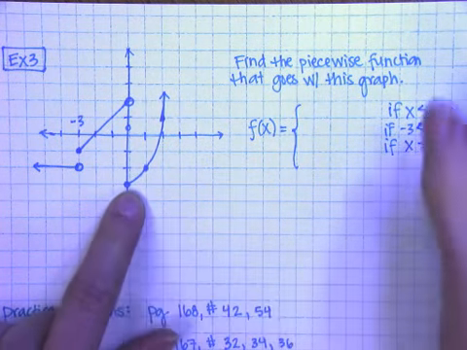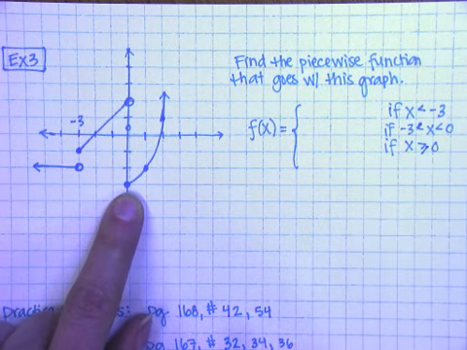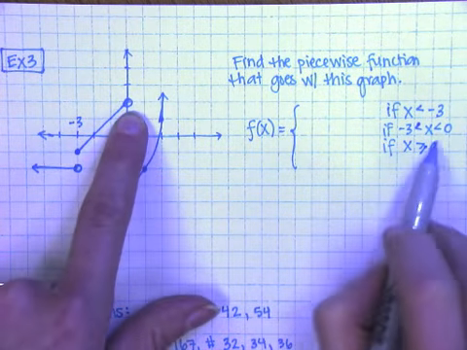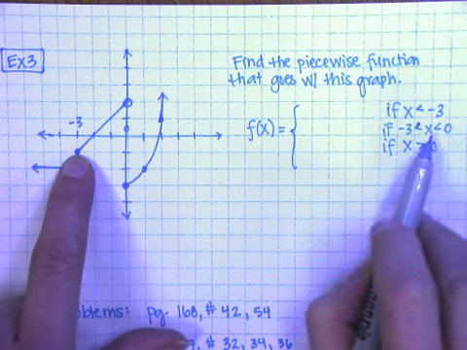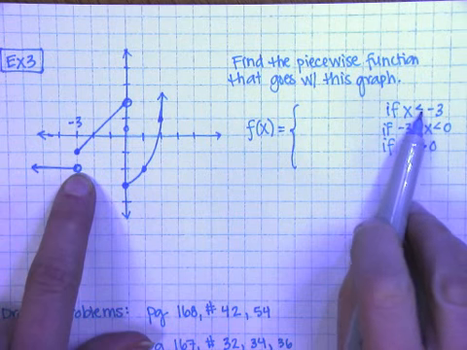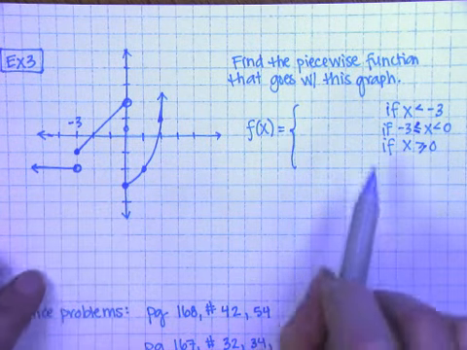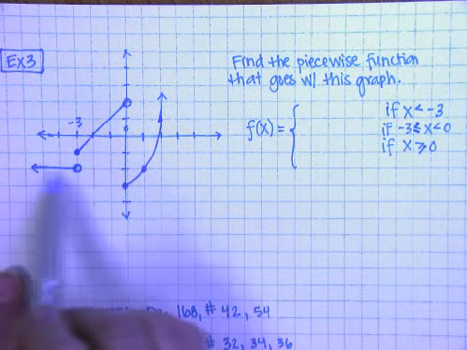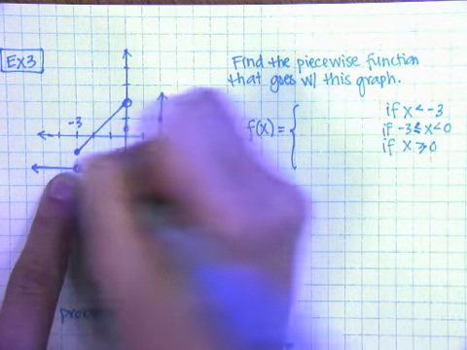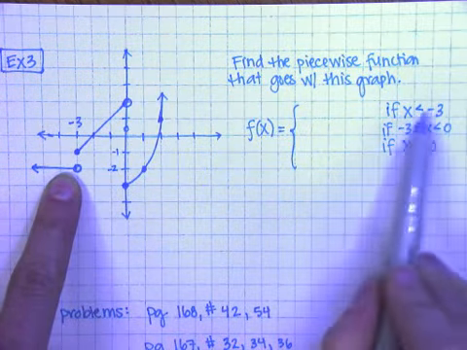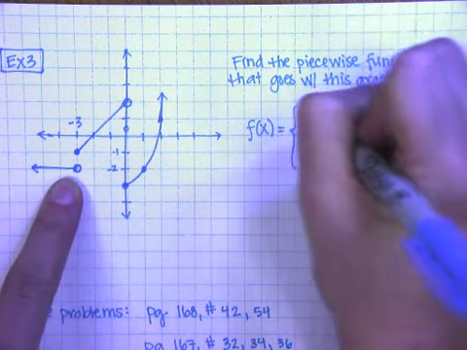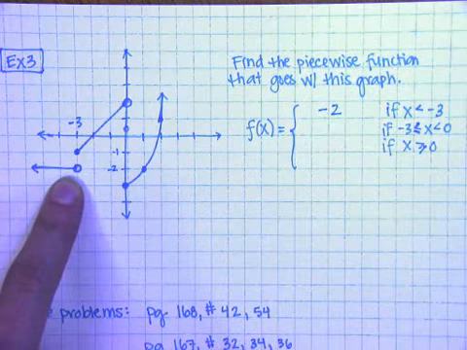Now because this is filled in, I know this is greater than or equal to. And let's see, this one's open, so this 0 is open. This one's filled in, so it's an equal to here. And this one's open, so it's not. Okay. Now, let's see. It's a constant function here. It's not going up or down. It's just a straight line. So that one's easy. Negative 1, negative 2. So if x is less than negative 3, then I'm graphing negative 2 with no slope. So this is just a negative 2.